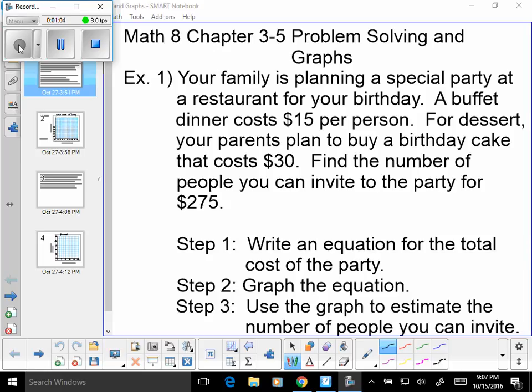You are going to find the number of people that you can invite to the party if your parents are going to spend $275. In step 1, we are going to write an equation for the total cost of the party. Then we're going to graph that equation, and we're going to have to do that by using substitution. Then we will use that graph to estimate the number of people that you can actually invite to the party.